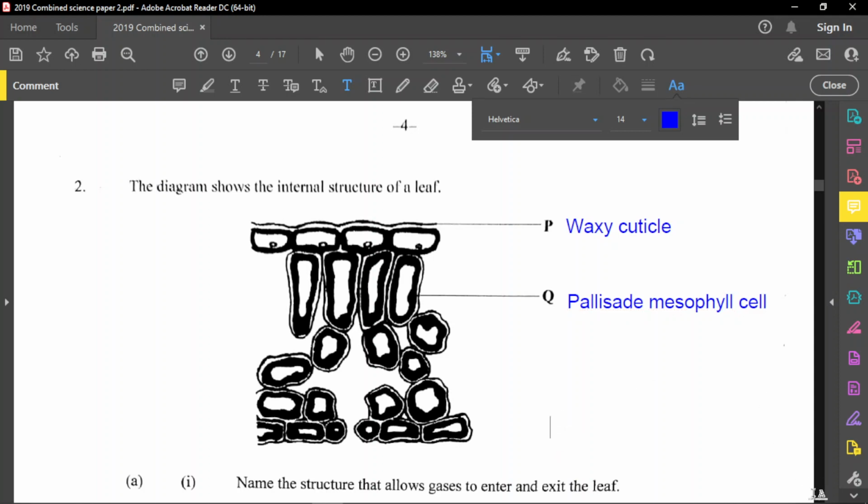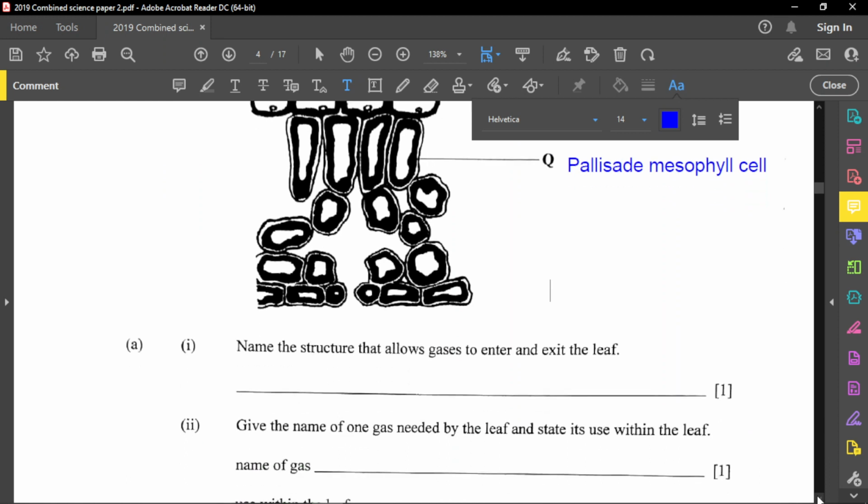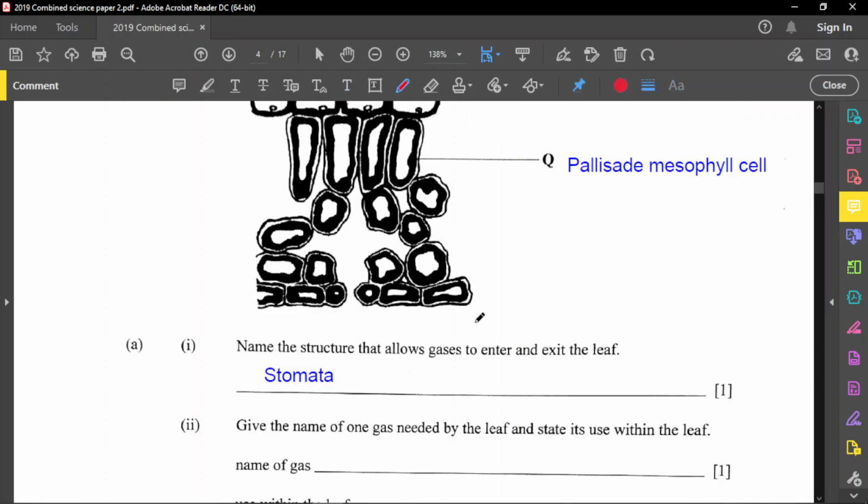Let's go into the question now. This is exactly what the question is asking us. It says, name the structure that allows gas to enter and exit the leaf. The structure that allows gas to go in and out of the leaf is called a stomata. The stomata is located here. I'll make a little marking right here. That's a stomata, where gases enter in and out. It's just a space. Yeah, that's the space I'm talking about here. That space is the stomata, where gas goes in and gas comes out.